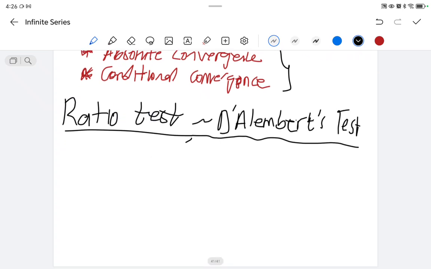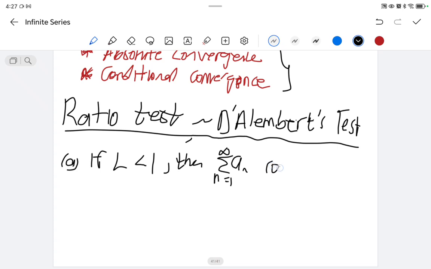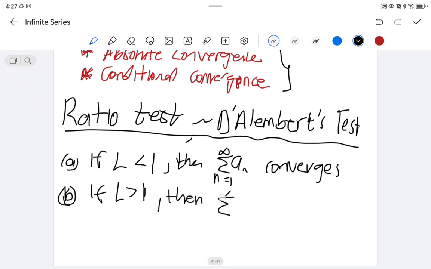So here we're going to look at two conditions. The first condition: if we have a limit L, and that limit is less than 1, this would mean the summation from 1 to infinity of a of n converges. The question is, how do we find this limit? Then if L is greater than 1, the summation from n equals 1 to infinity of a of n diverges.